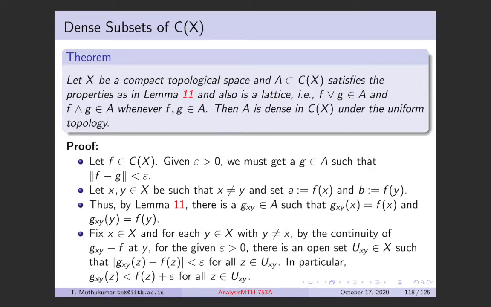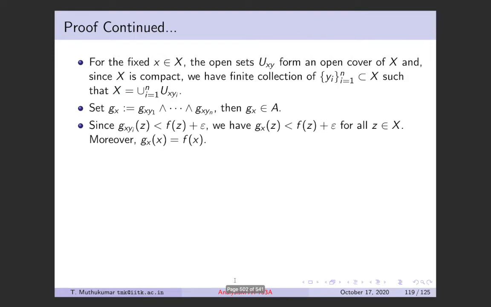So by the minimum property, this is valid for g_x as well, because g_x is smaller than this quantity for each y_i that we have obtained. So g_x(z) also satisfies this property, but now for all z in X, by the minimum property. So from this we have g_x(z) less than f(z) plus epsilon for all z in X, right? And further you can verify that the value of g_x at x is f(x). That is because the value of g_xy1 at x, for all these, was f(x).